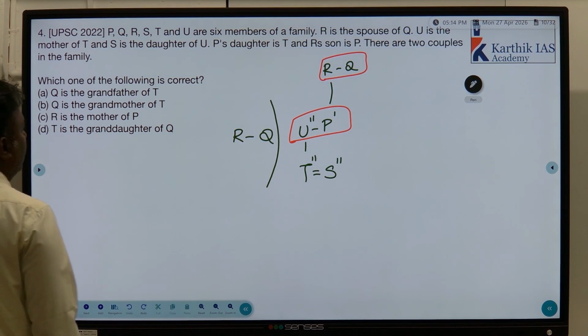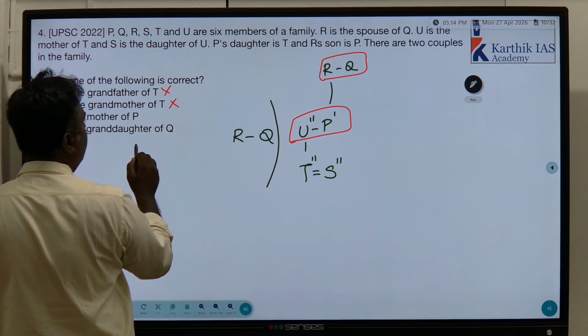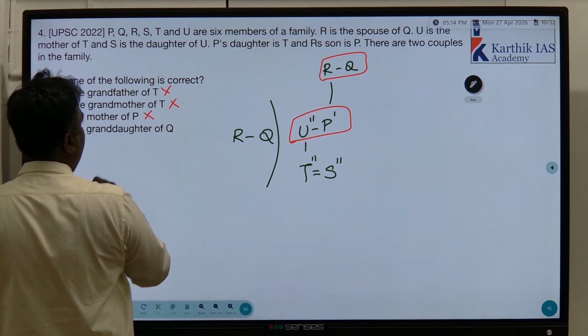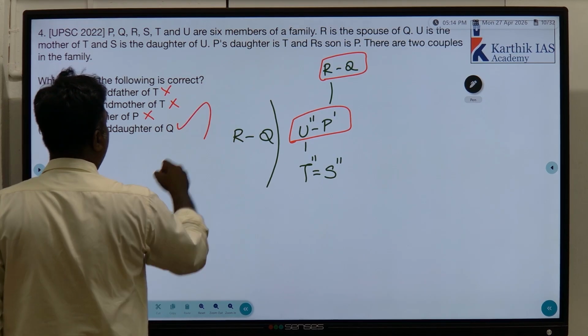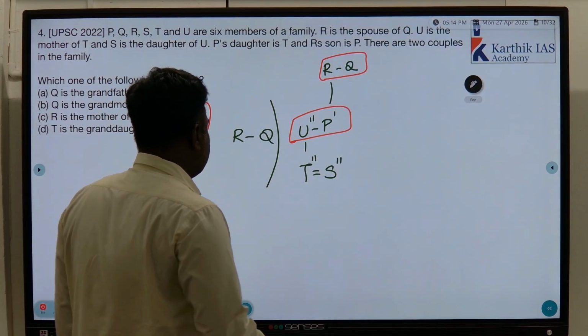Q is the grandfather of T, we can't say. Q is the grandmother of T, we can't say. R is the mother of P, we can't say. T is the granddaughter of Q, that alone we can say. That's all. Clear?